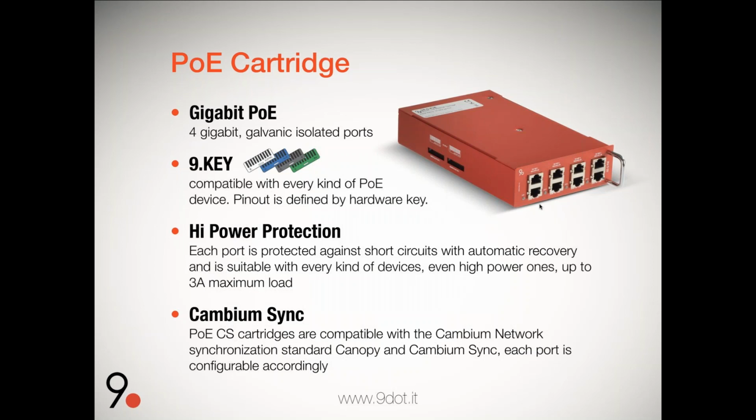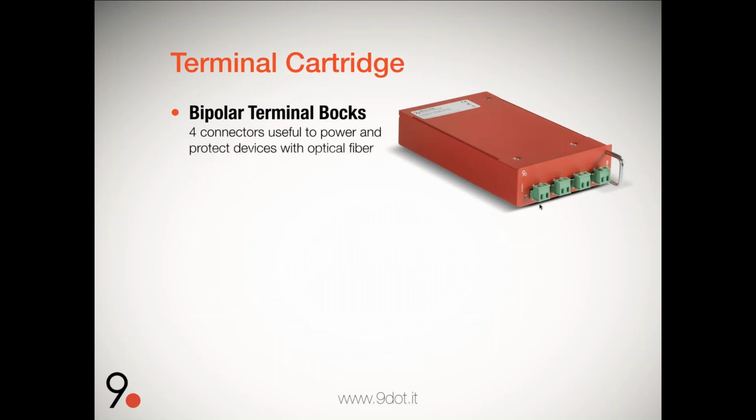High power protection, because we have a lot of surge protectors inside each port. Every line is protected. It means we insert inside this cartridge 8 diodes and 8 gas tubes for each of the lines, each 8 lines of the Ethernet cable, and for the 4 ports. And we can handle up to 3 amperes.